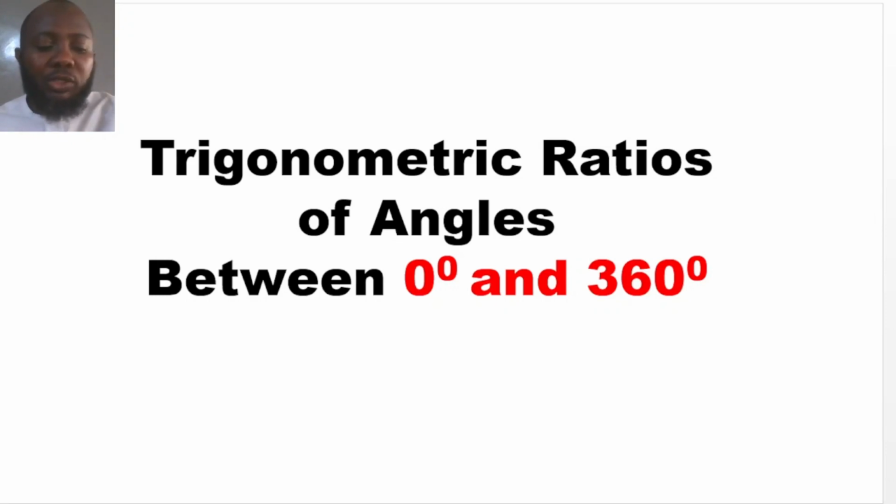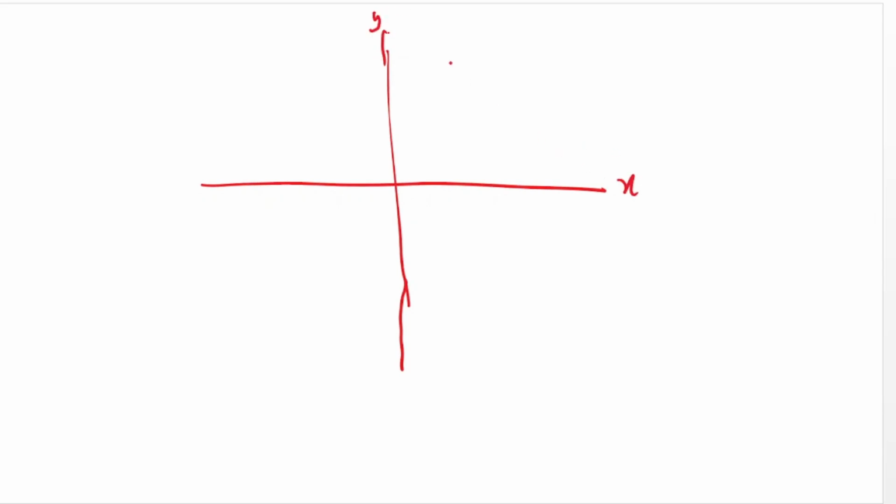So when we talk about trigonometric ratios of angles between 0 and 90 degrees, we have to go back to the Cartesian plane. So let's start with it and see how it goes. On a Cartesian plane, we have this grid. This is the y-axis, and this is the x-axis.